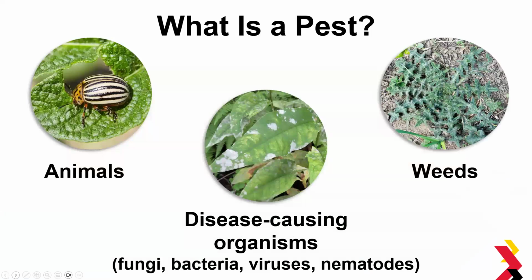And so here are some general categories of what are considered pests or could become pests within different IPM plans and programs. We have things like animals, which includes our insects and arthropods. We have disease-causing organisms, which includes fungi, bacteria, viruses, and nematodes. And we have our weeds as well.